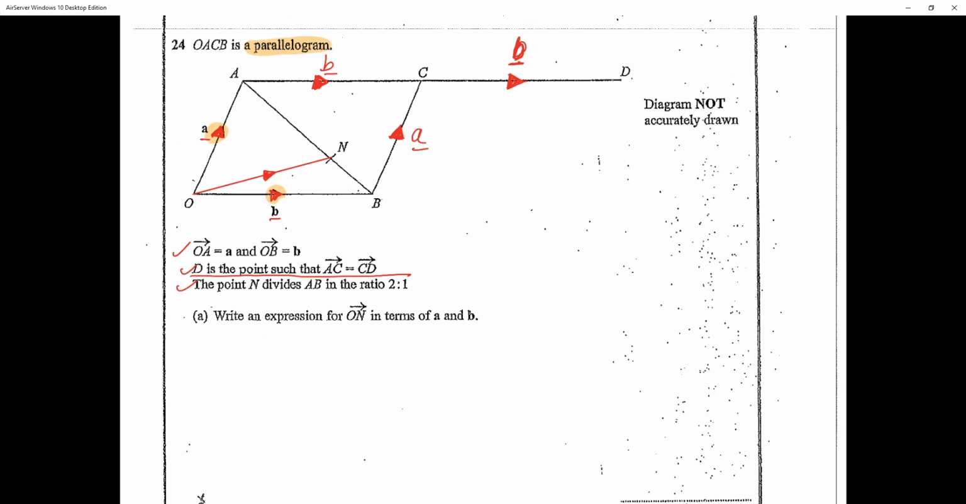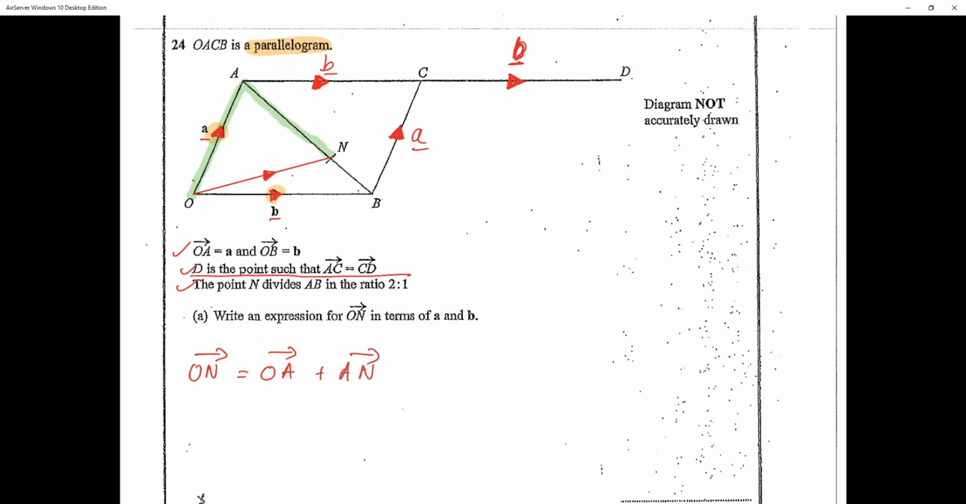Would we go from O to A to N? So you want to go O to A and then A to N. That's lovely. I like that route. Let's write that down. So O to N is equal to O to A, first of all, the scenic route, plus A to N. Lovely.